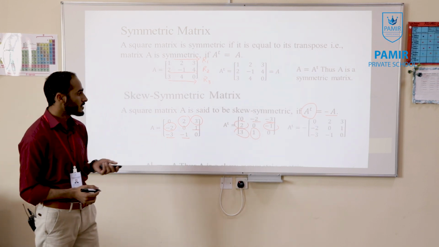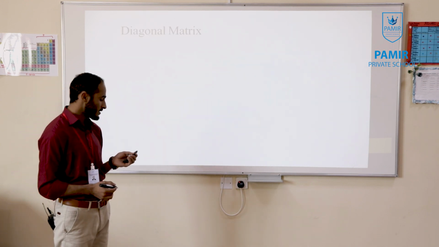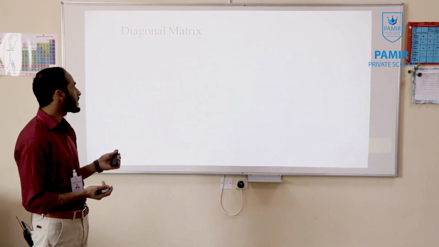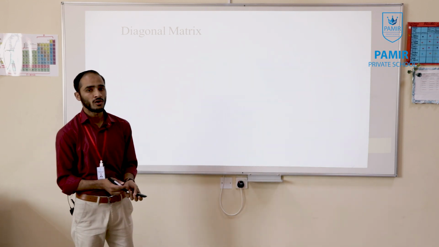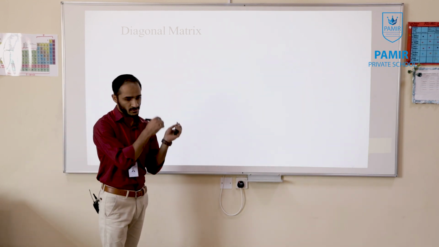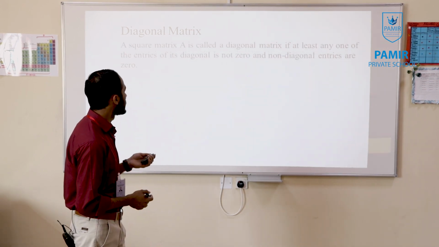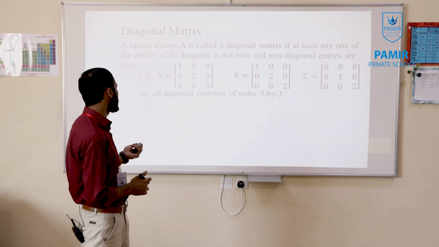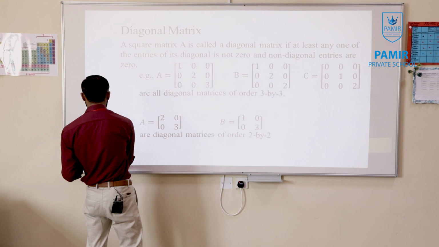Here it's given. Now we have a diagonal matrix. We call it a diagonal matrix when the entries are only in the diagonal form. Diagonal means the slope form, and the rest of the entries will be 0, as given in the definition. Here is the example, the diagonal form. Diagonal we can write.